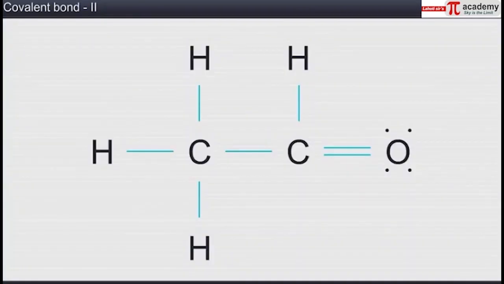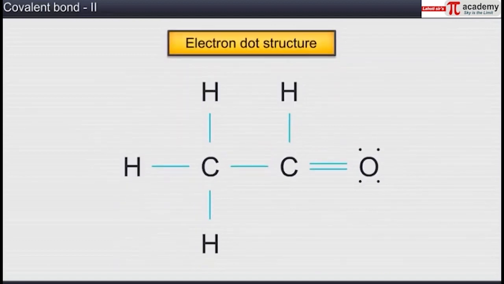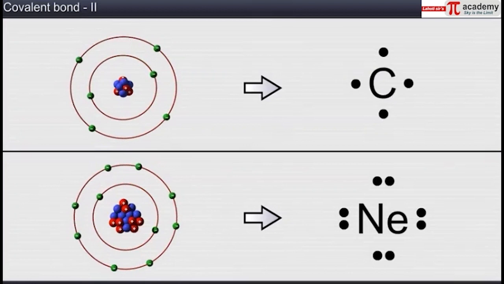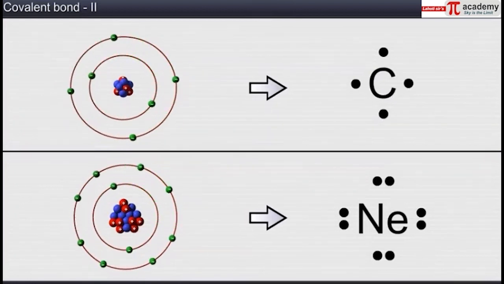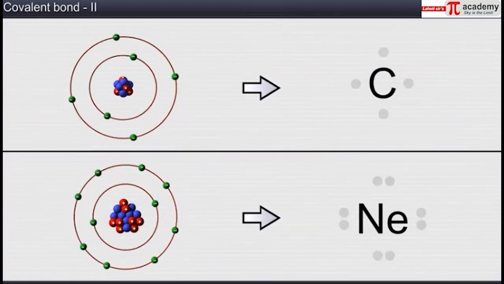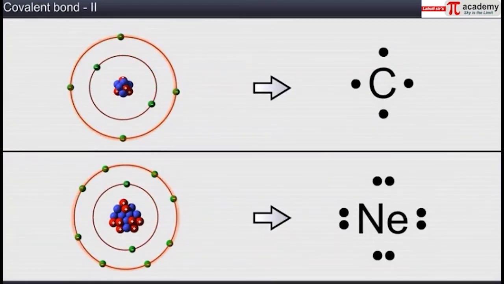In his method, electrons are drawn as dots and the bonding of a pair of electrons is represented by a line. Therefore, it is also known as the electron dot structure. The Lewis structure for an atom is the chemical symbol for the atom, surrounded by as many dots as the number of valence electrons in it.